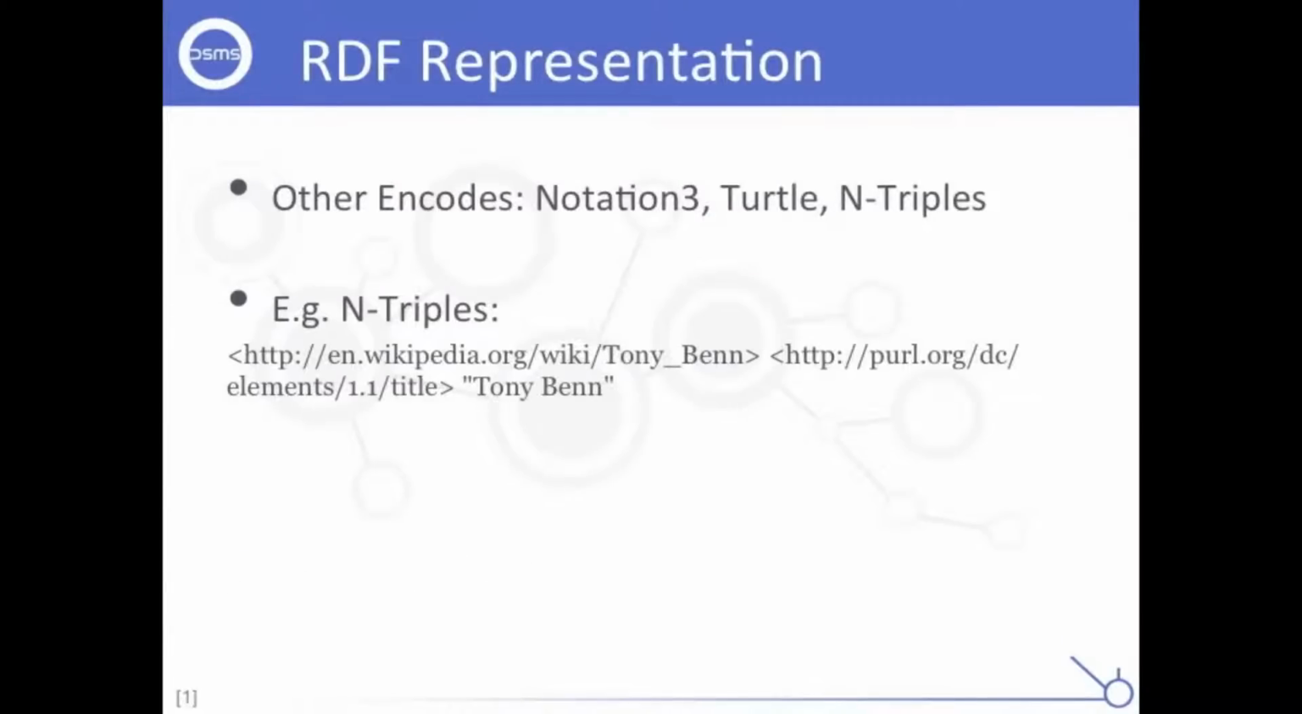As explained before, we have different encodings for RDF, which, for example, are Notation3, Turtle, and N-Triples. An example of N-Triples is seen as follows, which defines a subject, an object, and its predicate.